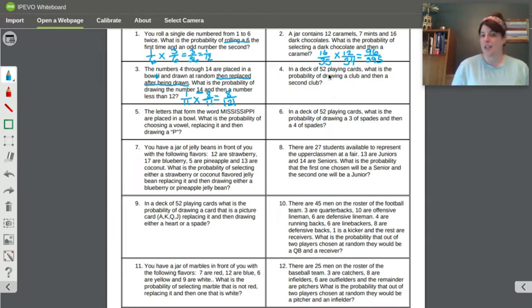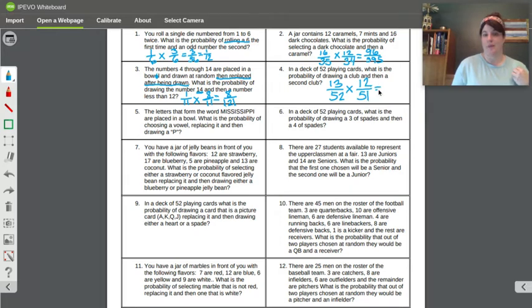So in a regular deck of 52 playing cards, there are 13 cards of each suit. So there are 13 chances to pull this first club out of 52 cards. And now you pull out your first card, which is a club. So now there are only 12 clubs left, and there's only 51 cards left.